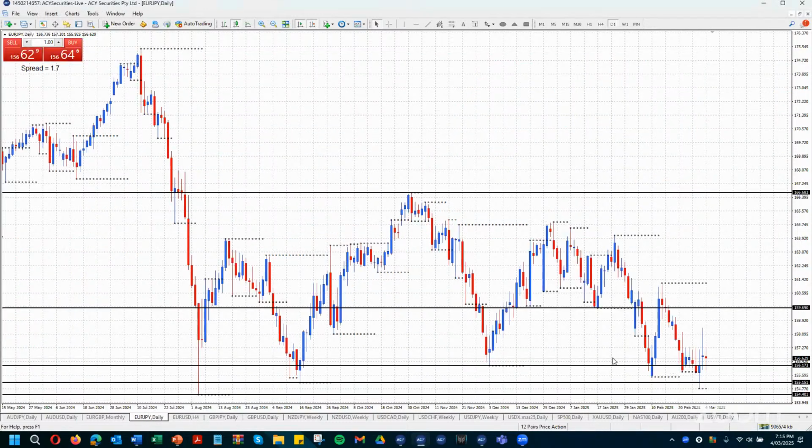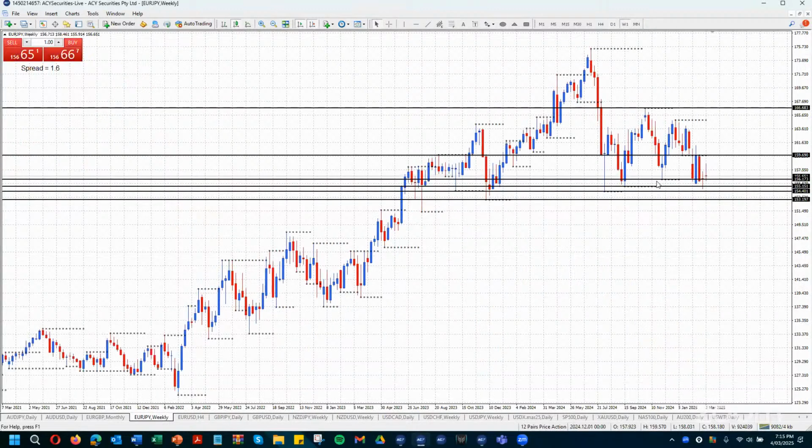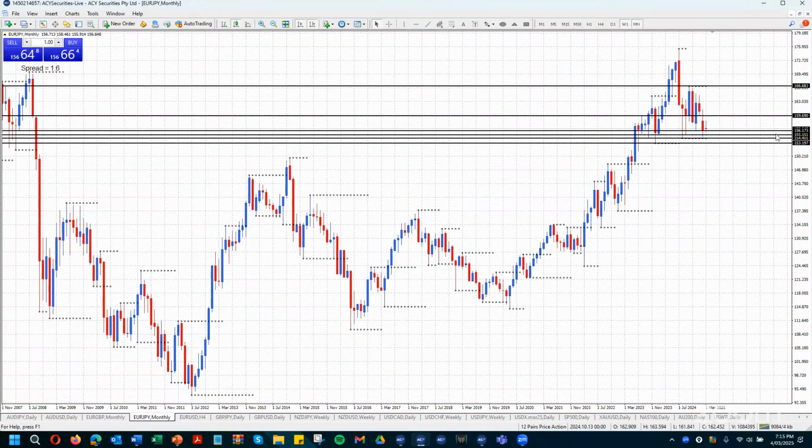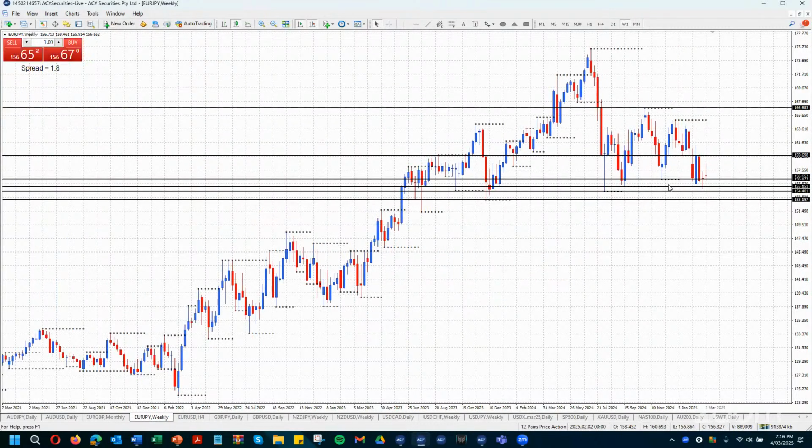Euro yen. Now the euro yen, if we go to the weekly chart, lots of support down here. If I go to the monthly chart, we have a monthly low here, a monthly low here, 2 months of rejection here, another rejection there. So that monthly low, that monthly low, that monthly low, we're holding above those levels. All right, so there's lots of support here.